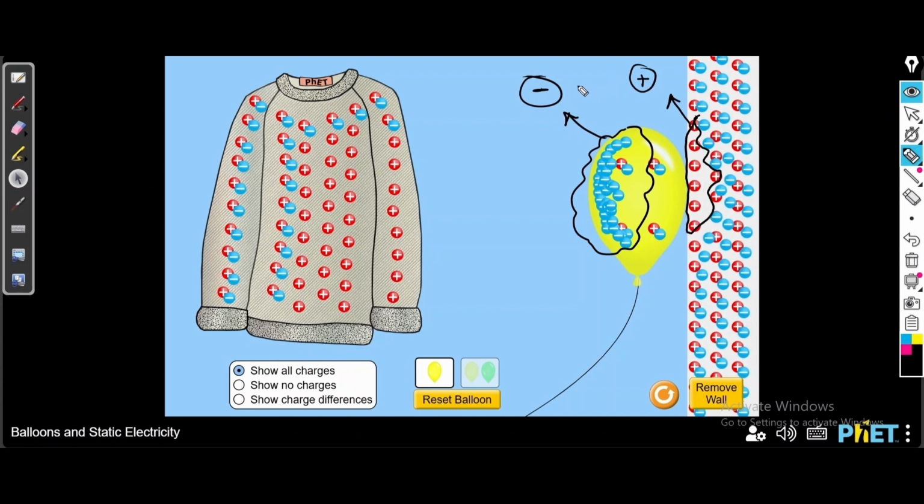So again there will be a force of attraction between these charges. One is positive, this is negative, and hence these two charges will attract each other, due to which the balloon will stick to the wall. So this is the physics and logic behind this application we see in daily life.